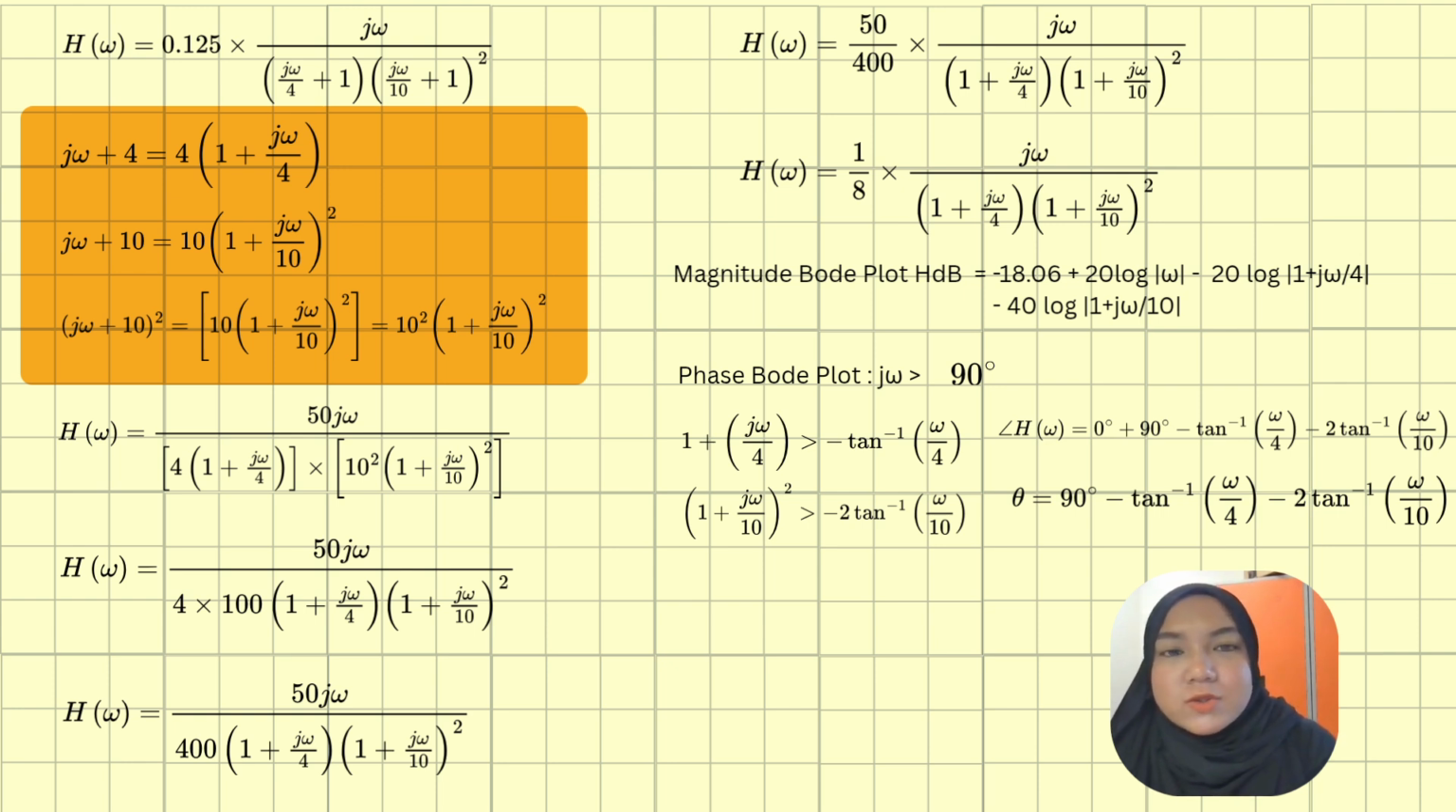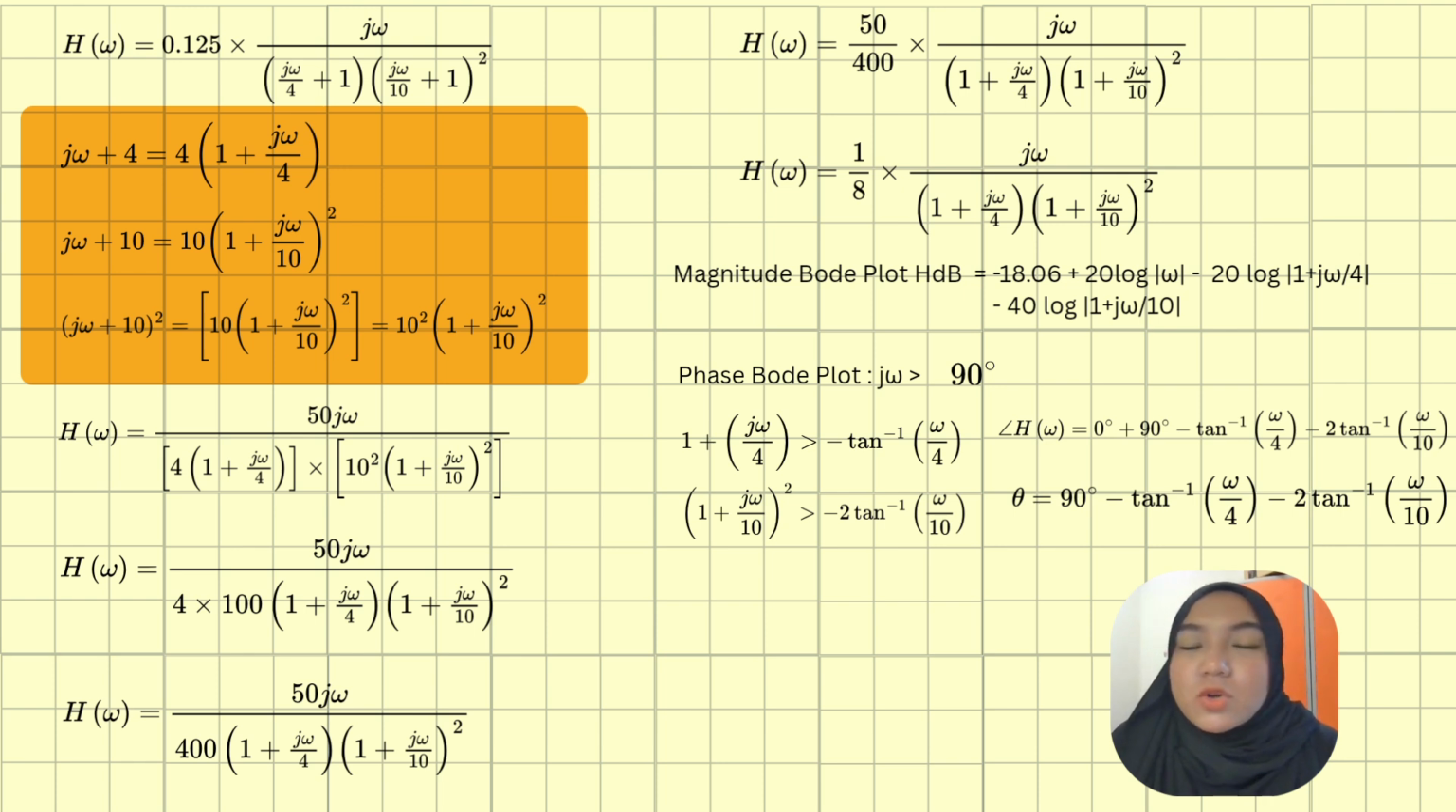And then I use the yellow box into the next equation: H(ω) = 50jω over 4 times (1 + jω/10)², that I already found. And then the next is H(ω) = 50jω over 4 times 100 (1 + jω/4) times (1 + jω/10)².